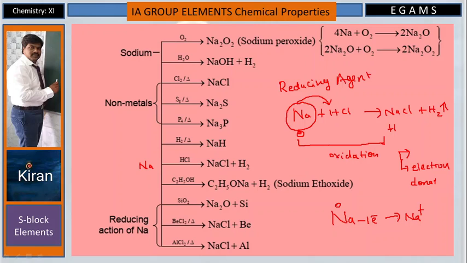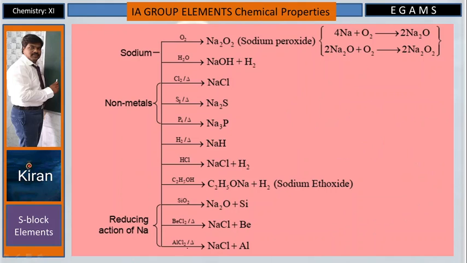Remember, in this case, reducing agent means it displaces hydrogen. The second one is electron donor. So this example shows sodium metal acts as a reducing agent. Second one, the sodium metal can also react with alcohol. Alcohol formula is C2H5OH, and you get sodium ethoxide plus hydrogen gas. I am writing this equation again.